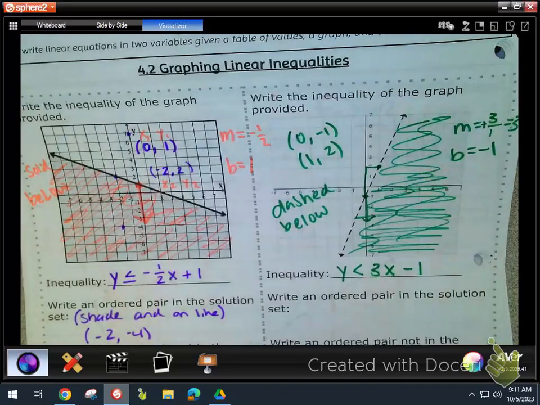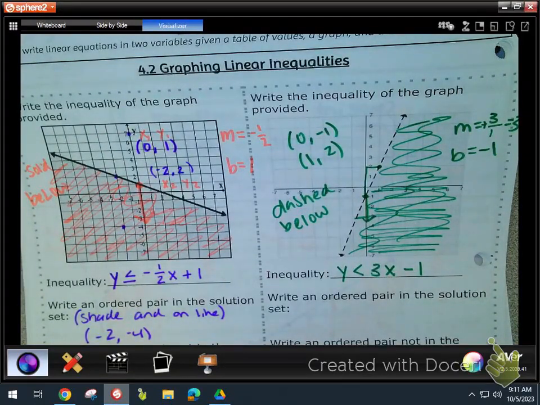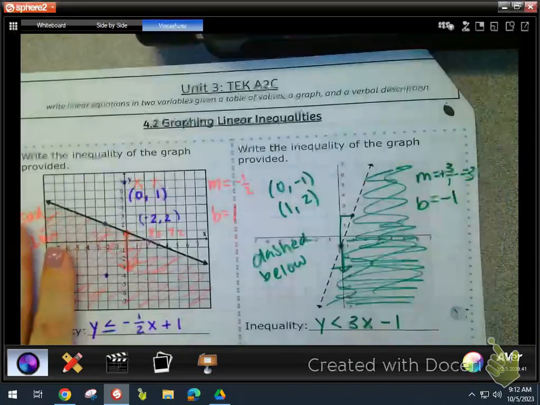We have to be able to find those slopes and those y-intercepts, and then with inequalities, we've got to determine the symbol. Okay, write an ordered pair that is in the solution set. Little game real quick before you write down. I'm going to point to points and I want you to tell me solution or not. Okay, ready? Watch my pen.